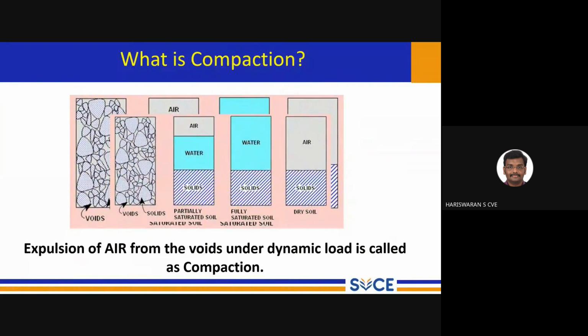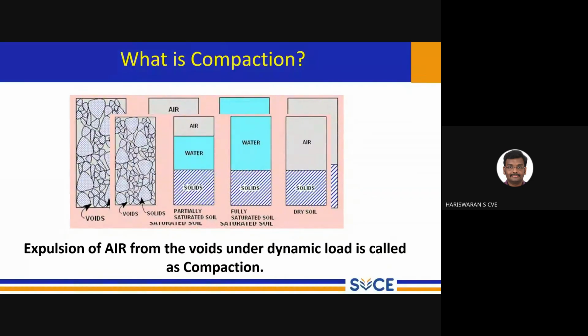So what is meant by compaction? Compaction is nothing but expulsion of air from the voids under a dynamic load. When we take some amount of soil in our hand, there is a chance for the existence of three phases. One is soil solid, another is voids. Those voids may be occupied by water or air, or fully by water or fully by air. So ultimately three phases take place in the soil mass.